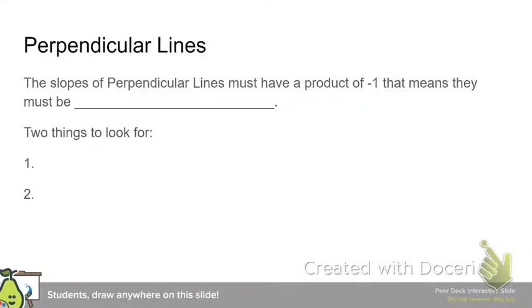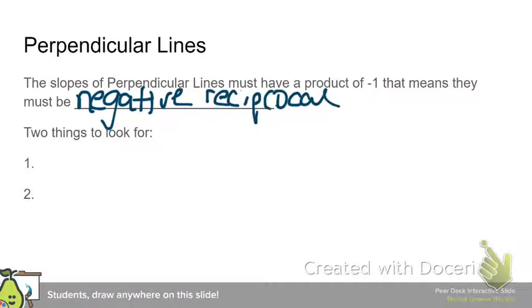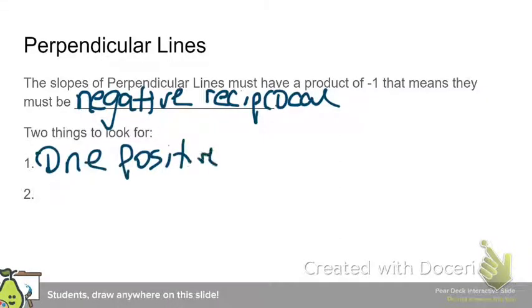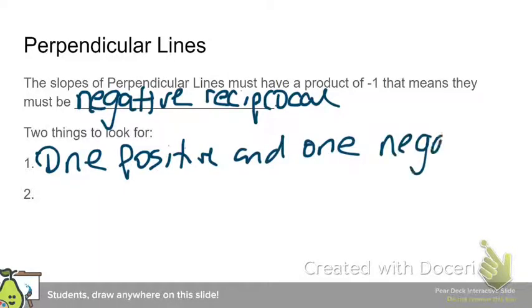Perpendicular is a little trickier. So perpendicular means that the product of the slopes has to be -1. This is what we would call a negative reciprocal. So reciprocal is something that you should hopefully be familiar with by now, meaning that the fraction itself has been flipped. So we want to look for one positive and one negative slope, because we need one to be moving up and one to be moving down in order for them to even have a chance of being perpendicular.